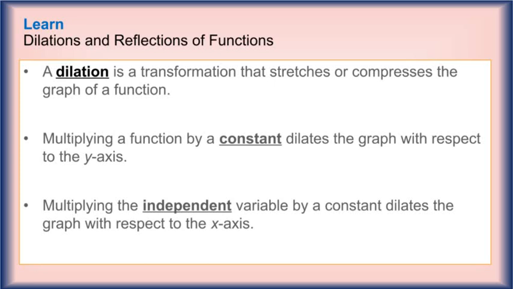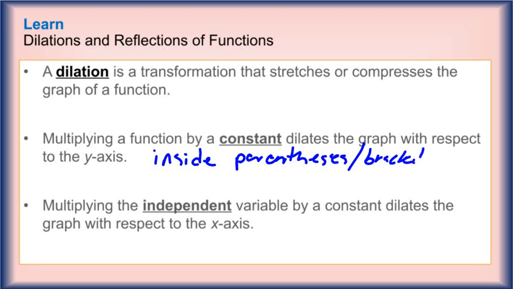So these last two statements are referring to where the constant is located. If the constant is located outside, or actually, if it's located inside parentheses or brackets, then it affects the x and is reflected over the y-axis.